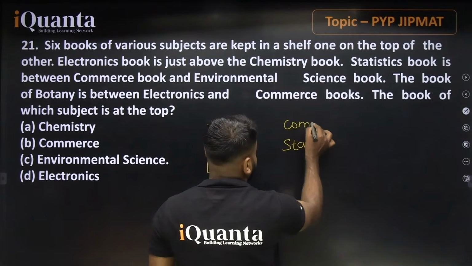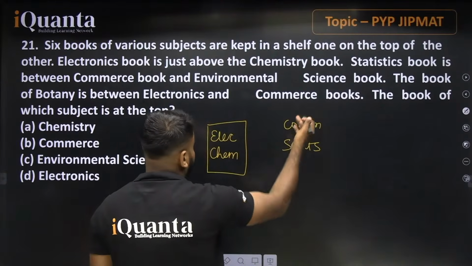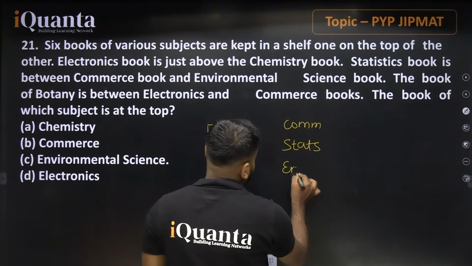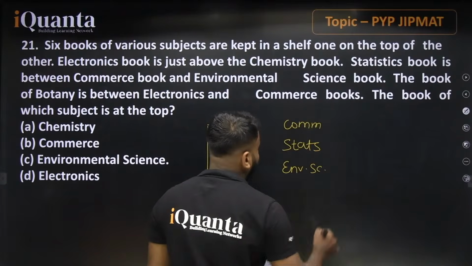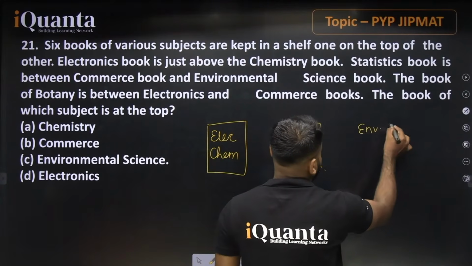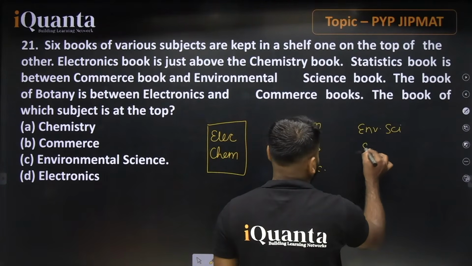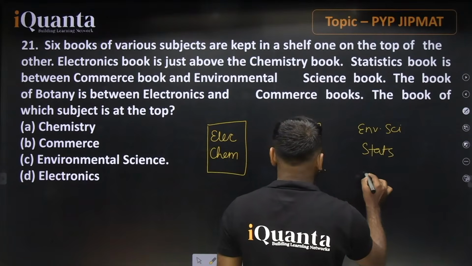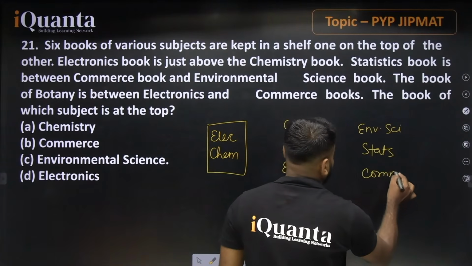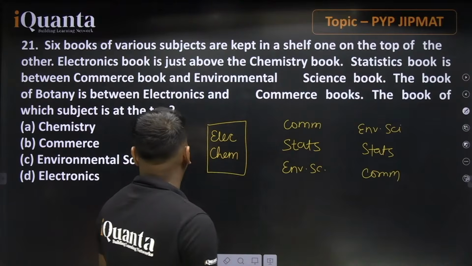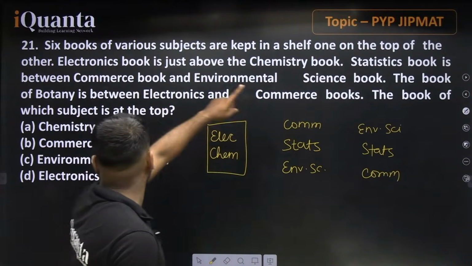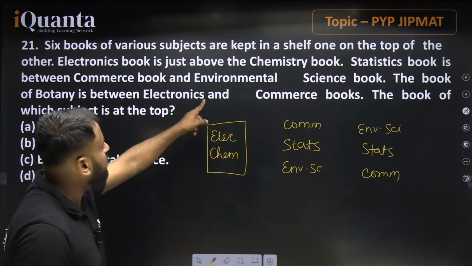So we can say either commerce will be on the upper side and environmental science will be here, correct? Or we can say that environmental science and then we have statistics and then we have commerce, correct? So we have two possibilities for this. Further, the statement says that the book of botany is between electronics and commerce.